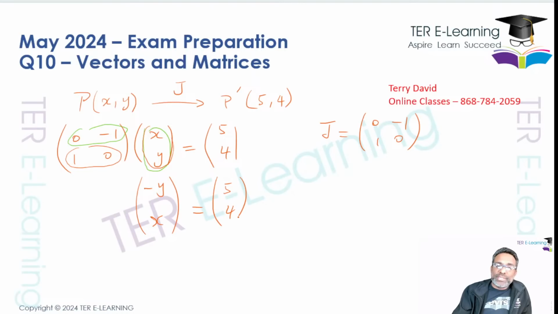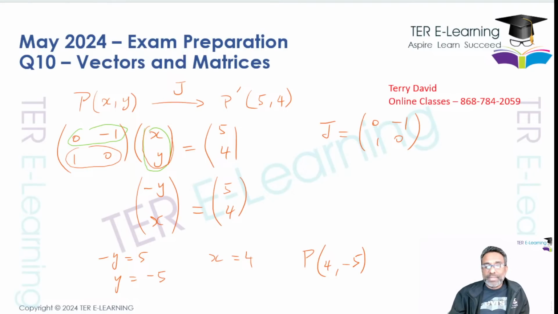Since these two matrices are equal, we can say that minus y is equal to 5. So therefore, y is equal to minus 5. And we can also say that x is equal to 4. So just like that, we know what the coordinates of P are going to be. It is actually (4, minus 5).